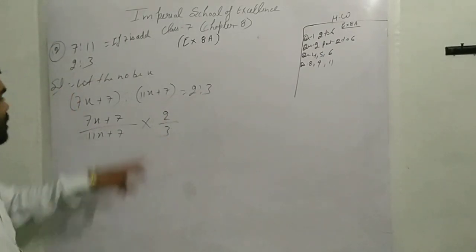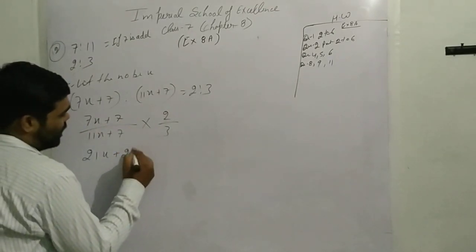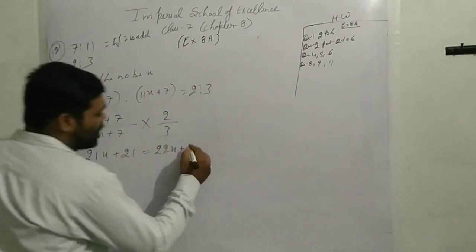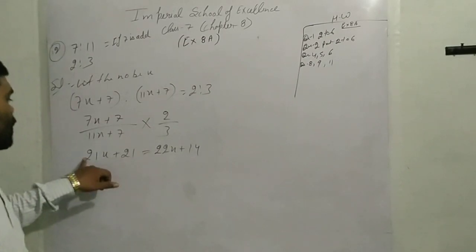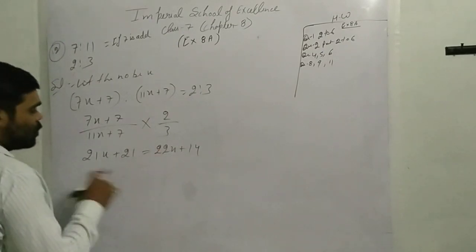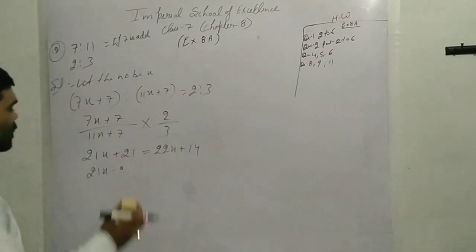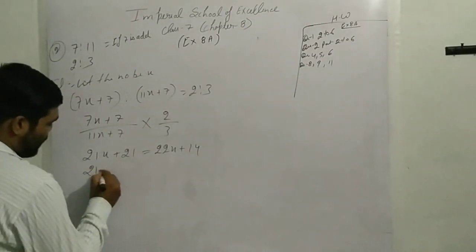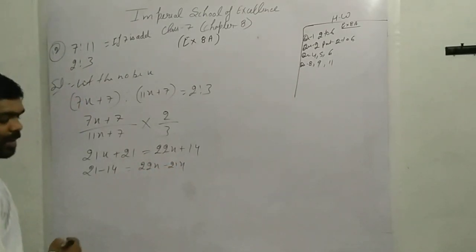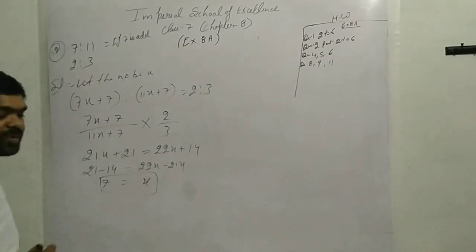Same process you have to do. Cross multiplication: 7 3s are 21x plus 7 3s are 21 equals 22x plus 7 2s are 14. So 21x plus 21 equals 22x plus 14. What you have to do, you have to arrange this. 21 minus 14 equals 22x minus 21x. Here it will be 7 equals 22x minus 21x. It will be x equals 7.